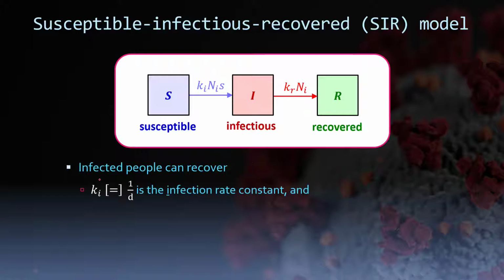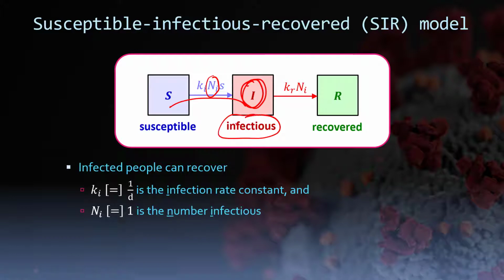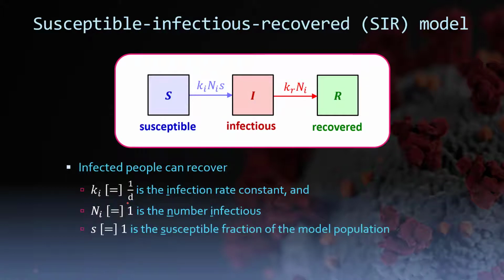Alright, so just to remind you, Ki is the infection rate constant, here it is, and it has units of per day. The next thing after that is the number infectious, which is the number in this box. Remember, to go from susceptible to infectious, you have to bump into somebody who's infectious. So that Ni has units of just a number. The next concept, which we talked about before, is lowercase s, the susceptible fraction of the model population. It tells us the fraction of the population who are still susceptible to the disease.